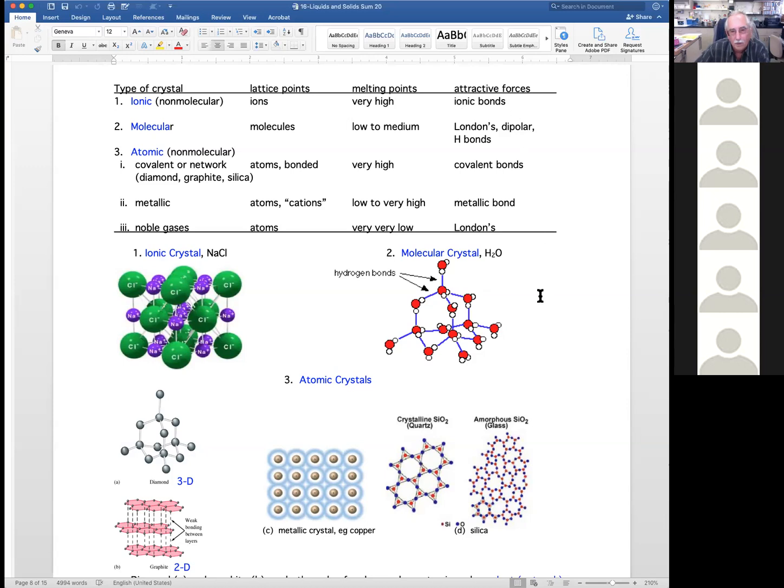Well, what about water, for example? So here I'm in a little spaceship and I'm driving through here. What am I driving around right here to get through there? Water molecules. So they're molecules. That's why it's a molecular crystal. And the melting points are going to be low to medium because the attractive forces are London, dipolar, and hydrogen bonds.